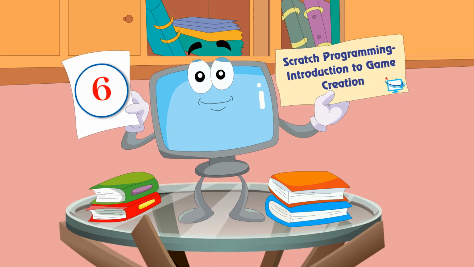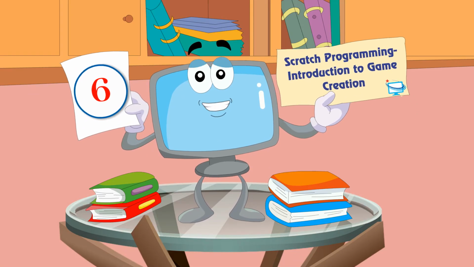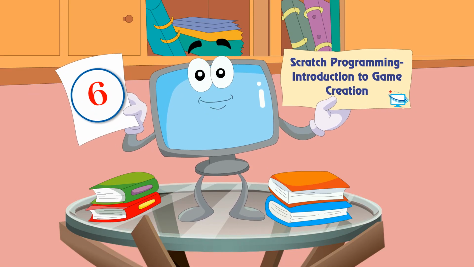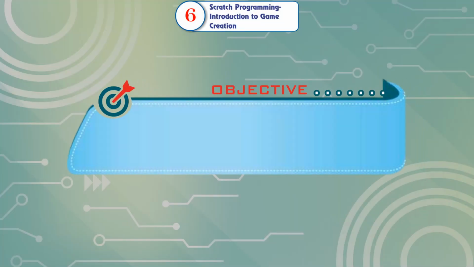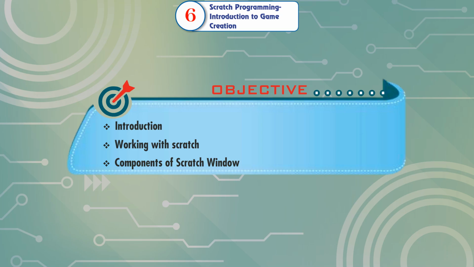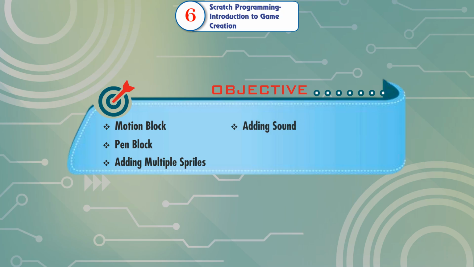Chapter 6. Scratch Programming – Introduction to Game Creation. Objective. Introduction. Working with Scratch. Components of Scratch window. Block shapes. Looks block. Changing the backdrop of stage. Motion block. Pen block. Adding multiple sprites. Adding sound.